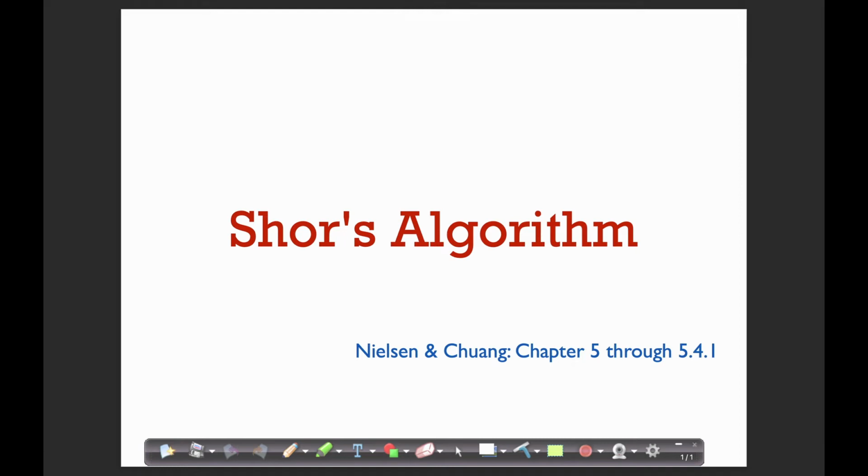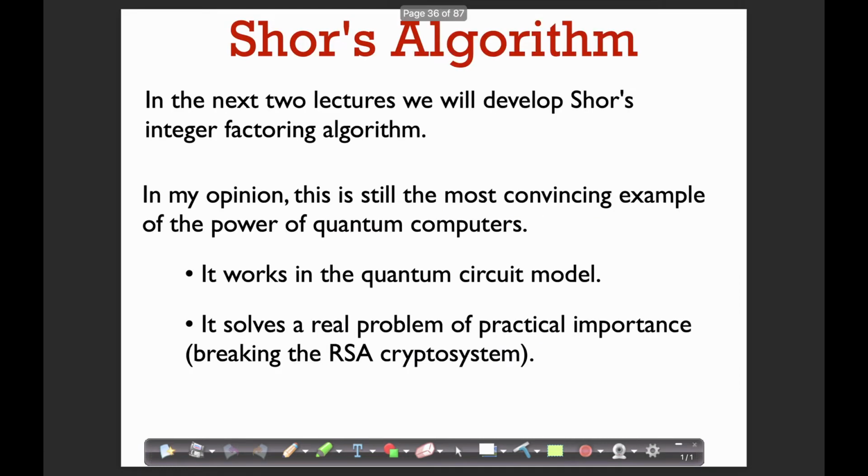The next algorithm we're going to talk about is Shor's algorithm. We're going to spend the next 2 lectures talking about Shor's algorithm. I think Shor's algorithm is really important because, even though it was developed way back in 1996, in my opinion, it's still the most convincing example we have of the power of quantum computers.